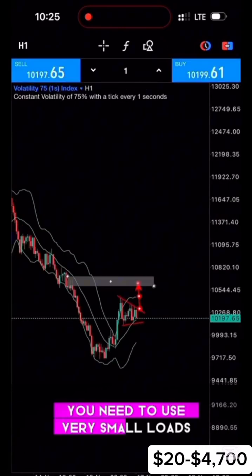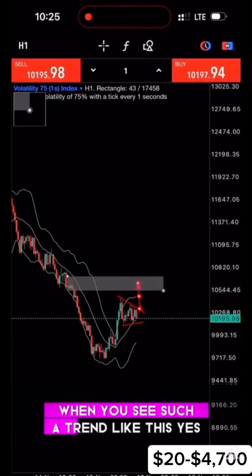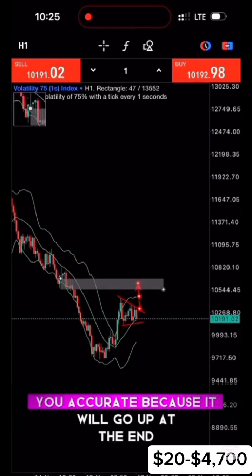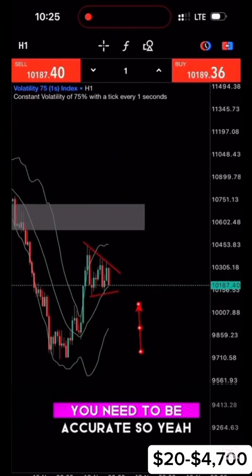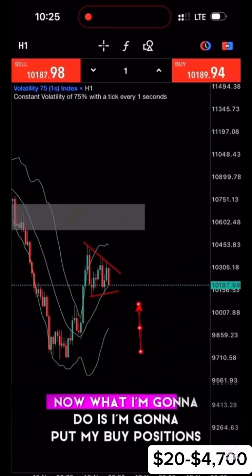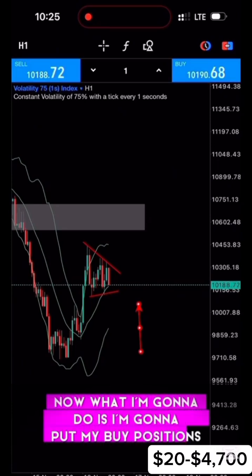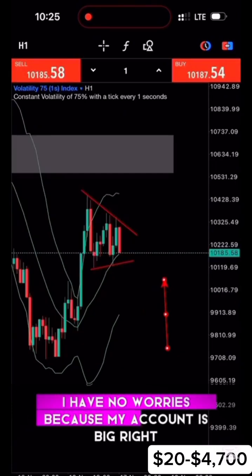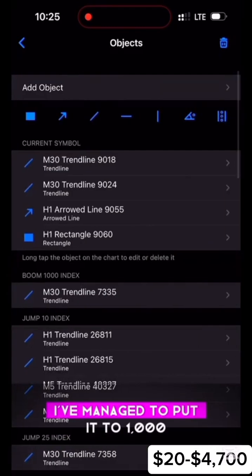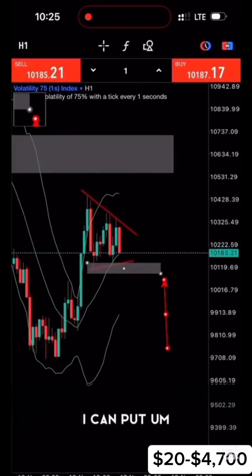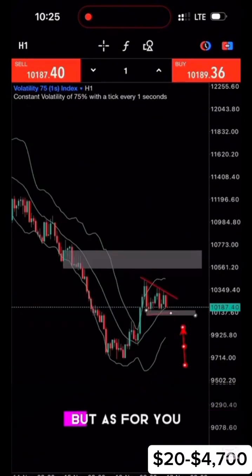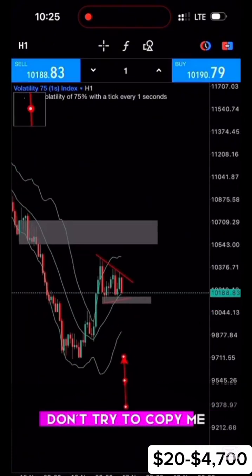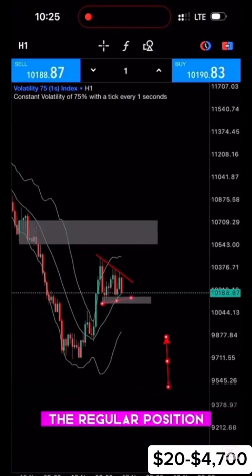You need to use very small lots when you see such a trade. Yes, you'll be accurate because it will go up at the end, but you need to be accurate here. So now I'm going to put my buy positions. I have no worries because my account is big. I've managed to put it to 1,000, so it's okay. I can put as many positions as I can. But as for you, don't try to copy me here. Just put the regular position, the smallest one.